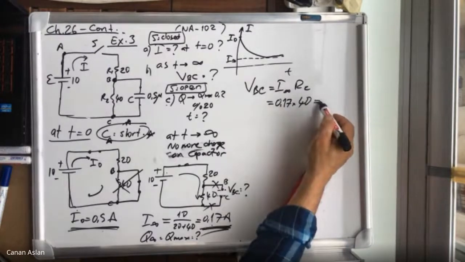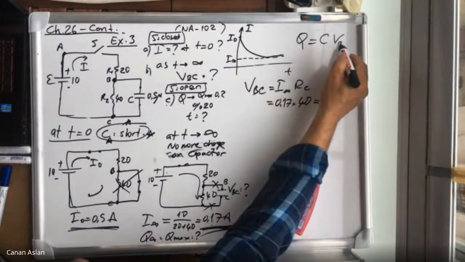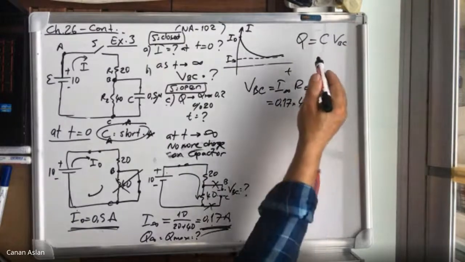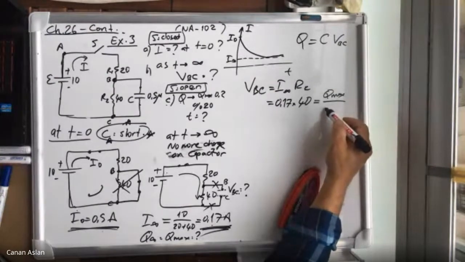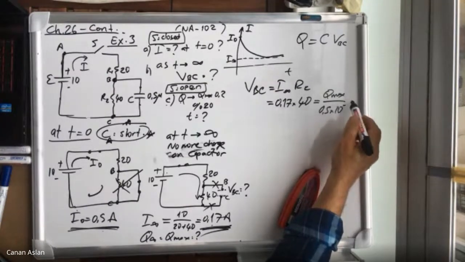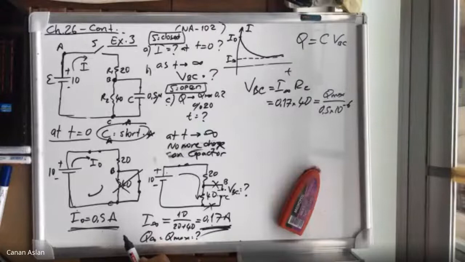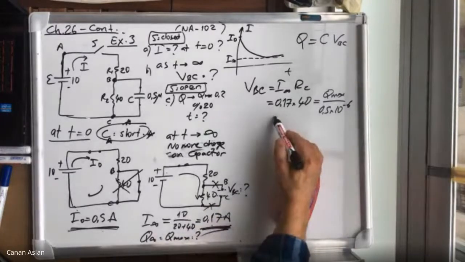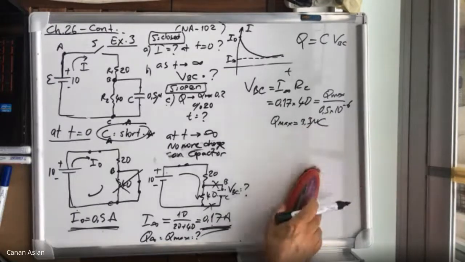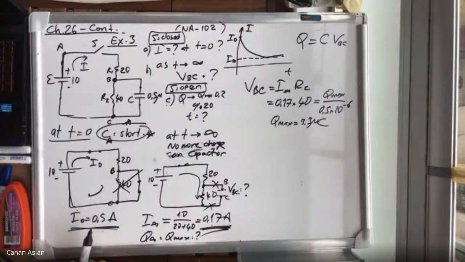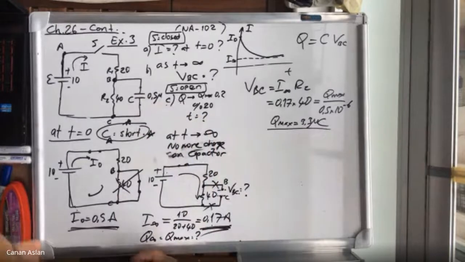Now, remember that Q equals CV. In this case it's VC. So VBC is nothing but Q over C, or Q maximum over C, the capacitance value 0.5 times 10 to the minus 6, because it's microfarad. It's given here. So from this you can find Q max, which is just 3.3 microcoulomb. So we found the maximum charge that was loaded to the plates of this capacitor.